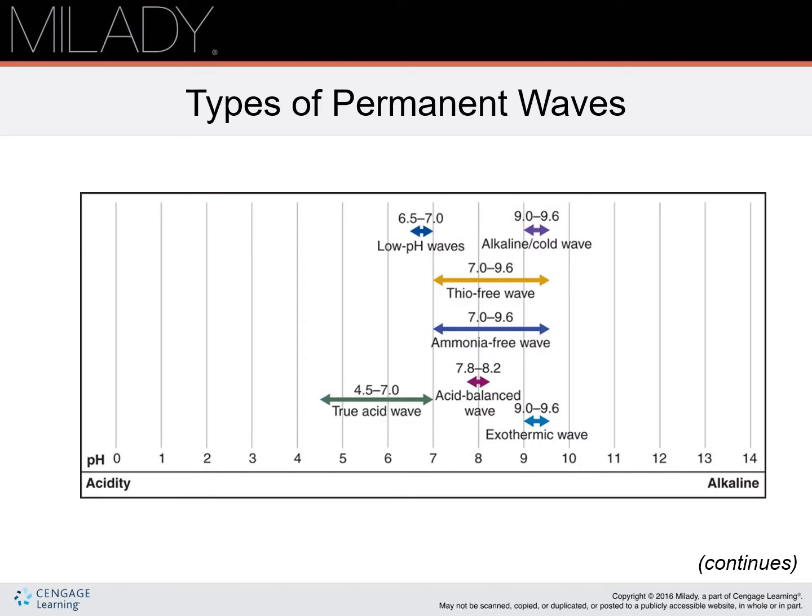The degree of alkalinity. The alkalinity of a perm solution should correspond to the resistance, strength, and the porosity of the cuticle layer. So again, that is your hair and scalp analysis and your client consultation. Is their hair resistant? What is the strength of their hair? What is their porosity? Next up, we're going to talk about the types of permanent waves. We have alkaline waves, acid waves, true acid waves, acid balanced waves, exothermic waves, endothermic waves, ammonia-free waves, THIO-free waves, and low pH waves.